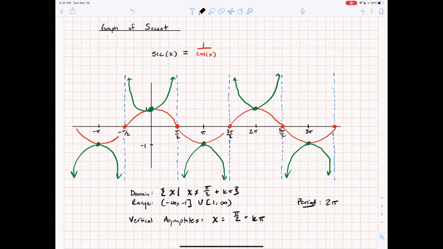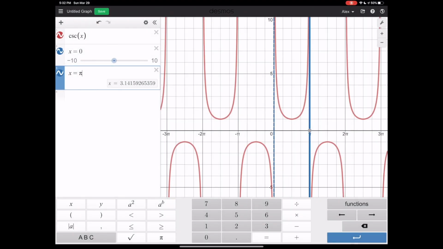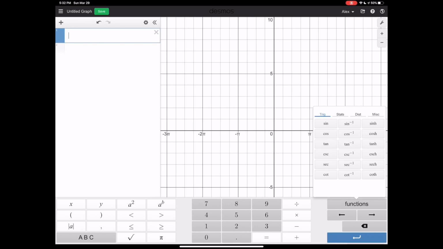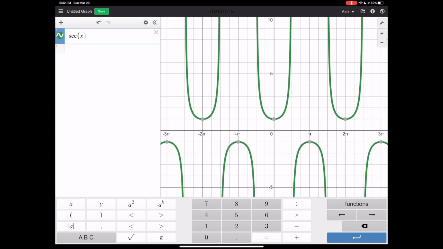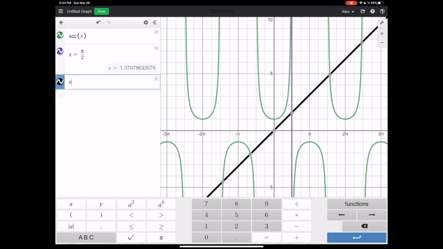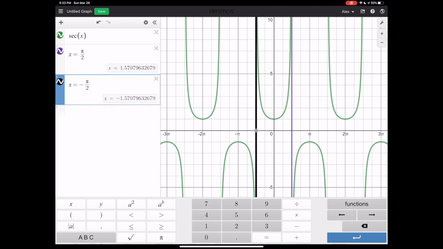To go and look at Desmos for this, plot secant. Very, very similar graph to cosecant, though the main difference again is that my vertical asymptotes are different. They're at every odd multiple of pi over 2. So there's pi over 2. Here would be negative pi over 2 if I wanted to go the other direction. And then this part would continue. So here are my vertical asymptotes.